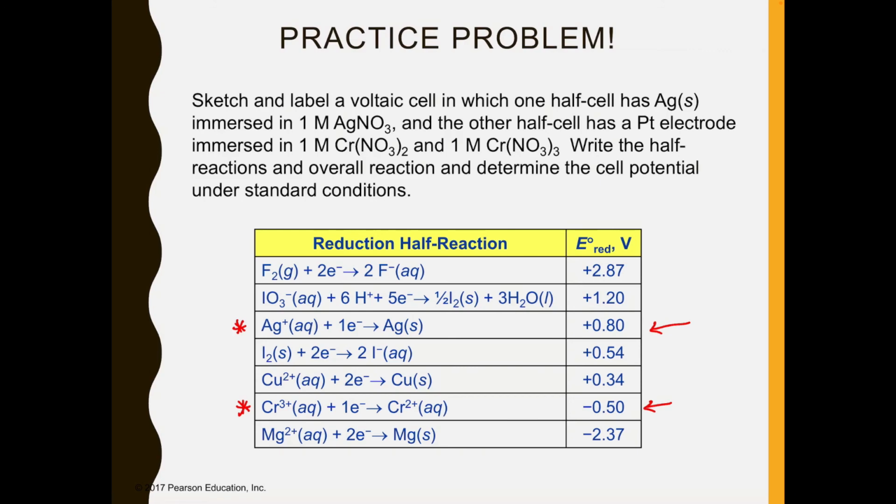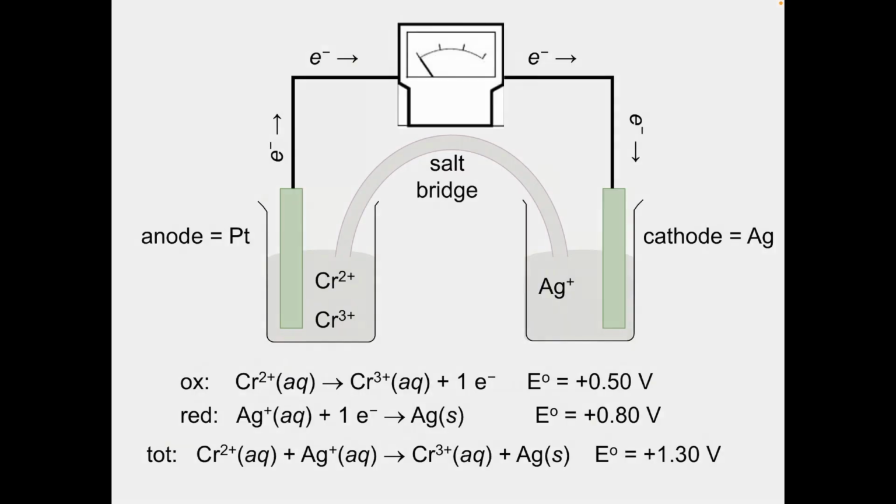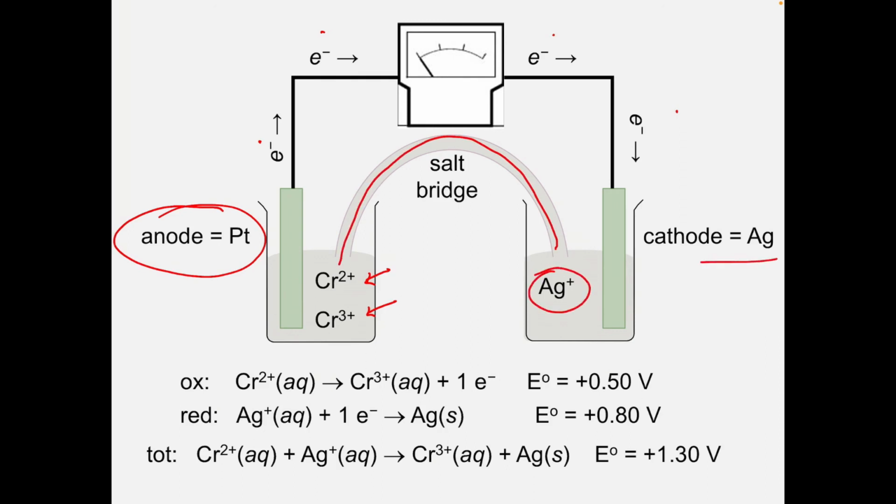So that means that our chromium reaction will happen at the anode and our silver reaction will happen at the cathode. Remember, our anode is always going to be on the left and our cathode is going to be on the right. Since both of our chromiums are going to be in solution, because they're both ions, we use a platinum electrode. Our electrons are always going to flow from the anode to the cathode, and don't forget to draw that salt bridge through the middle. Our silver is going to be in our solution, and we have our cathode being made of silver.